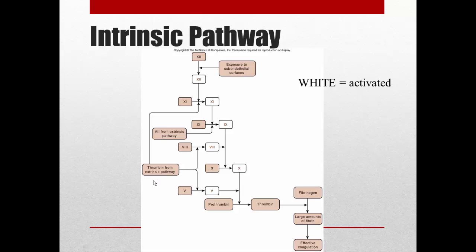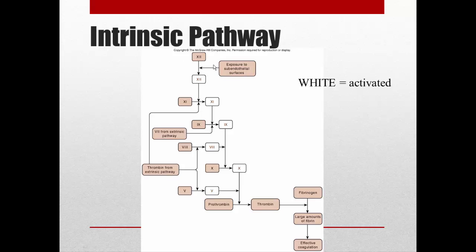Now, look where the feed-in from the extrinsic pathway comes. Here's thrombin that I mentioned from the extrinsic pathway. It can come in and activate 11, or it can activate 8, which will also activate 10. It will also activate 5, which will be involved in getting prothrombin activated. Now, 7 from the extrinsic pathway will also activate 9, and 9, remember, activates 10. So we've got a lot of different combinations of things that happen.